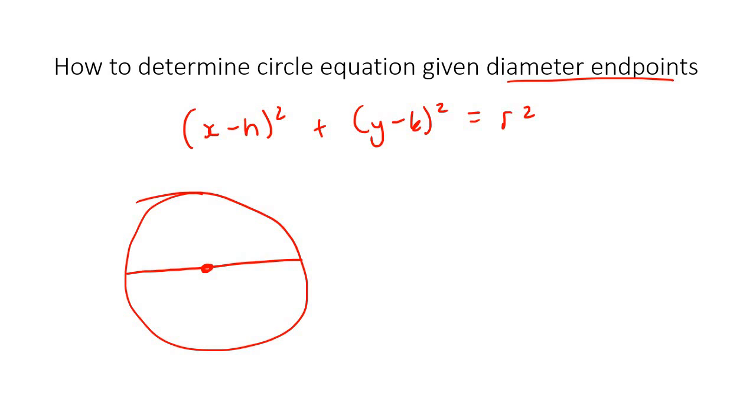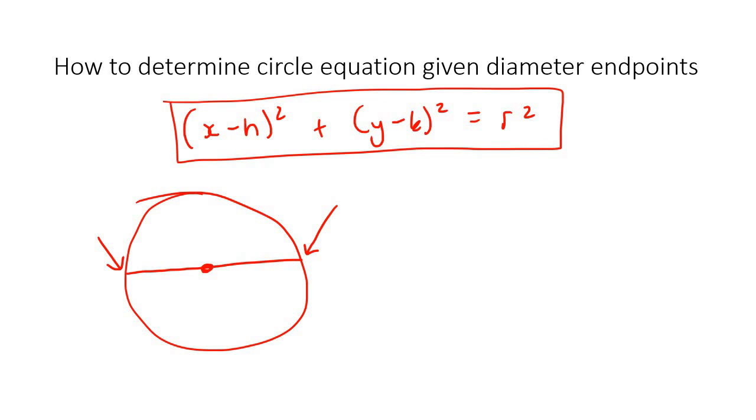Now remember, the diameter goes through the circle center, okay? If they give you the endpoints, which are those two points over there, that's why we call them the endpoints, then from that we will be able to come up with the equation of the circle, and that is what this lesson will be about.